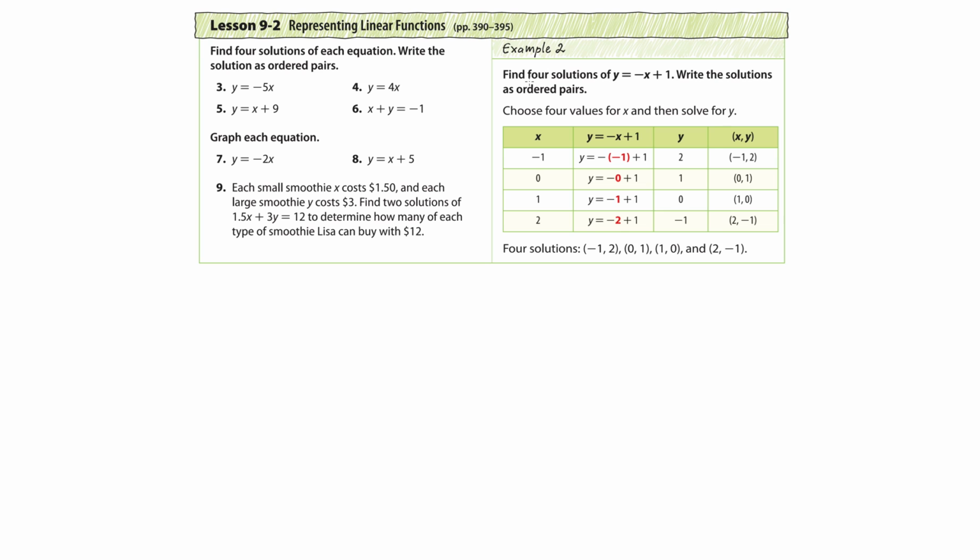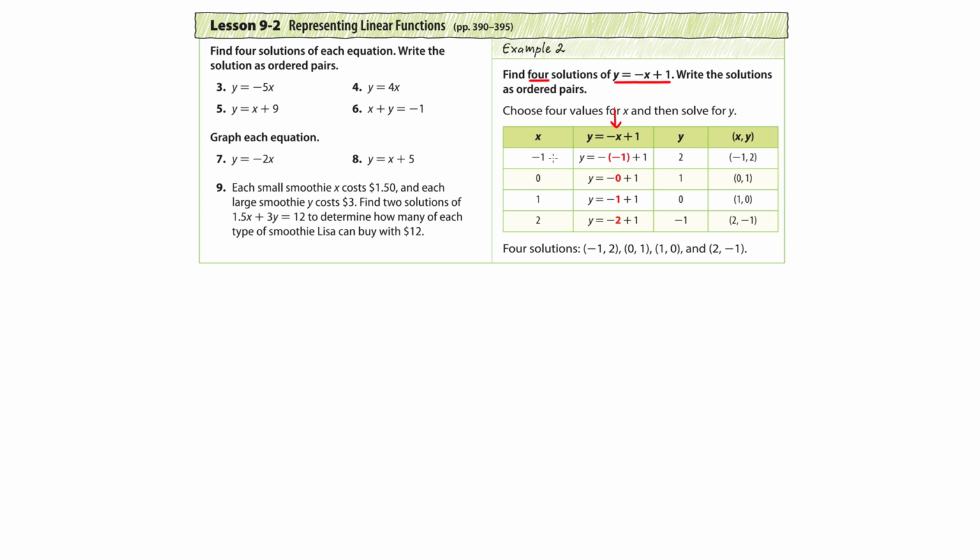It says find 4 solutions to y equals negative x plus 1. And it says write the solutions as ordered pairs. And so here's their result here. As I mentioned in class, I don't really love having this column between my x and y. I like having my x's and y's right next to one another. But this is fine. They chose x's. You can pick any x's you want.